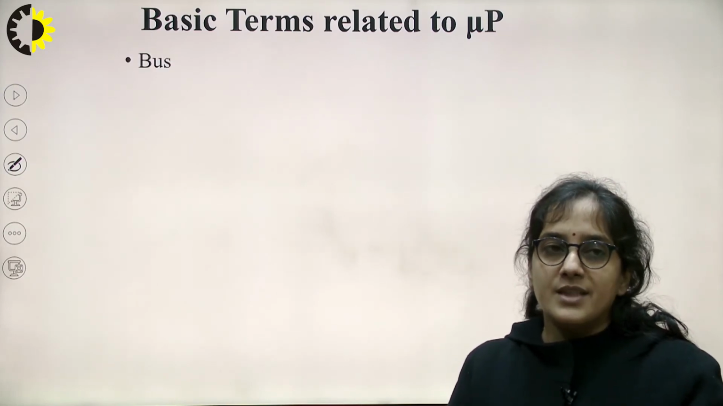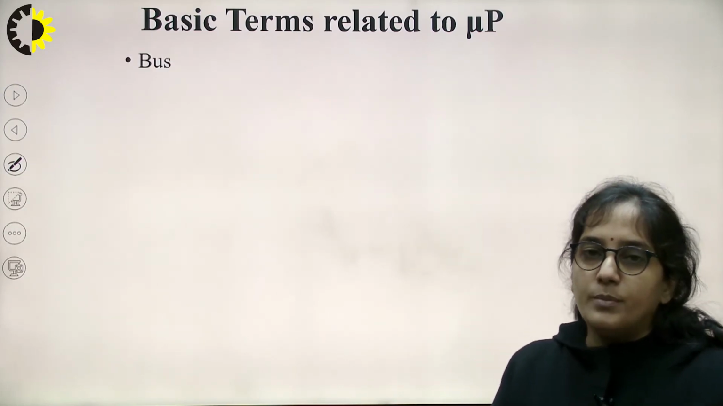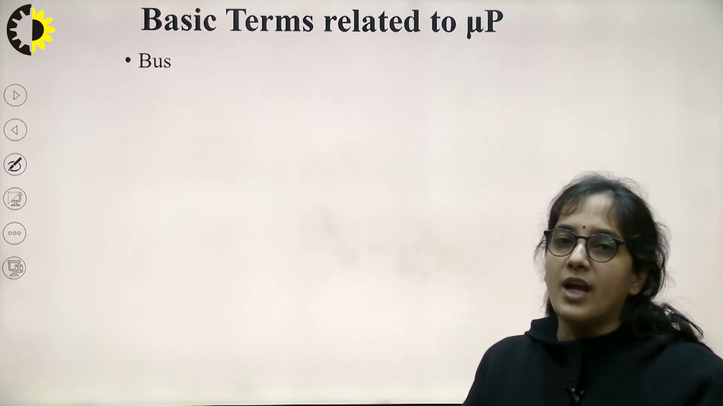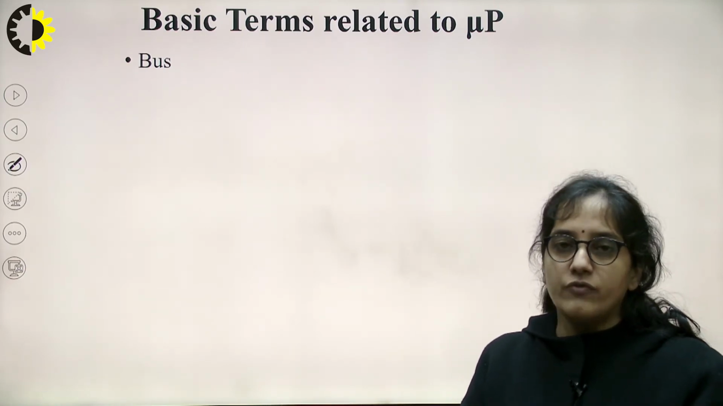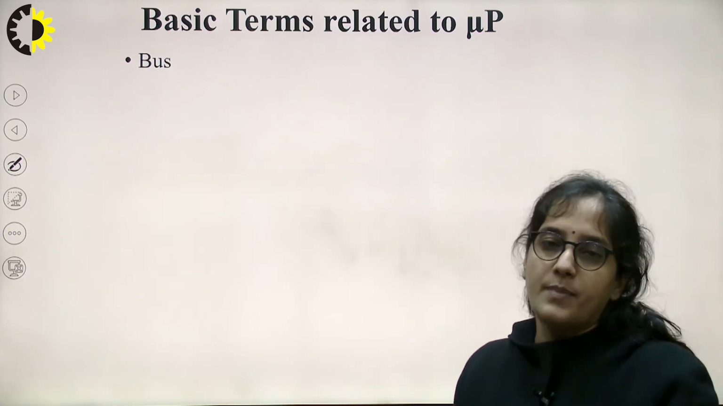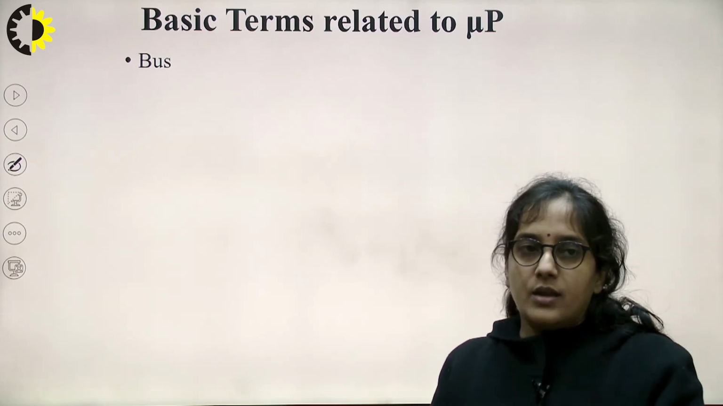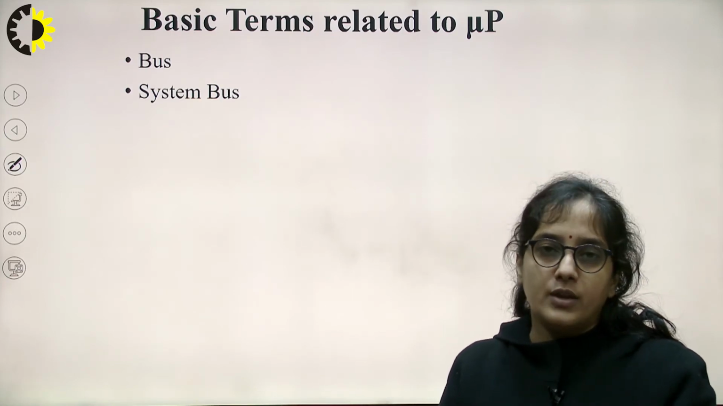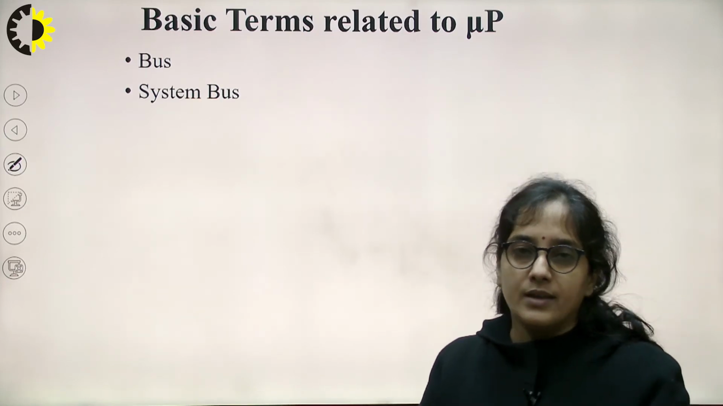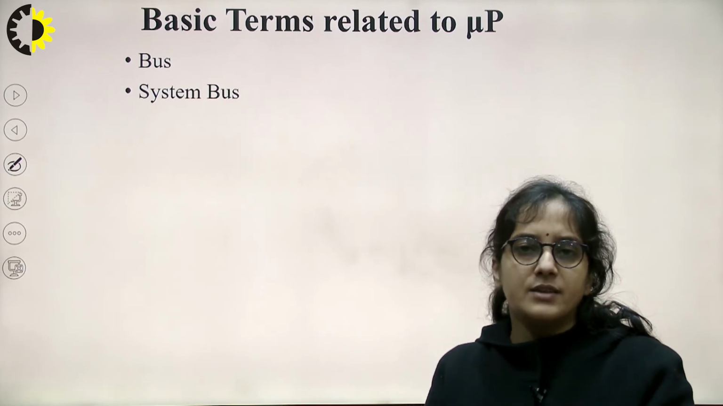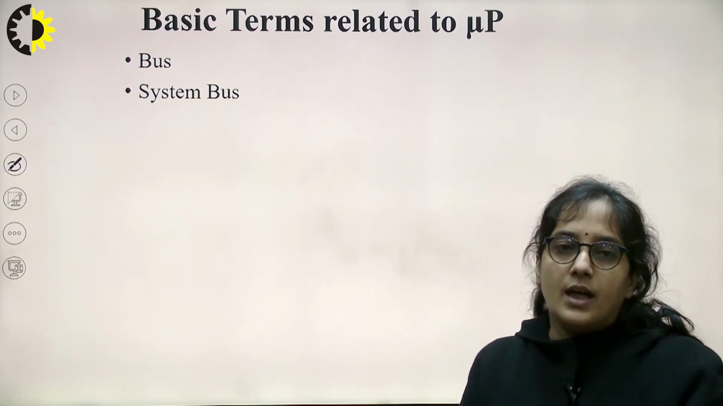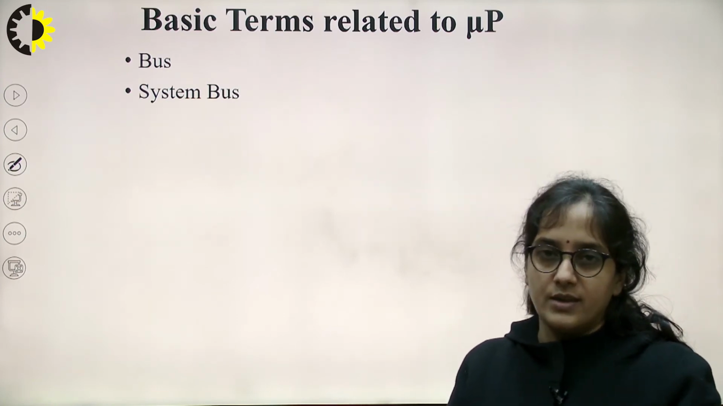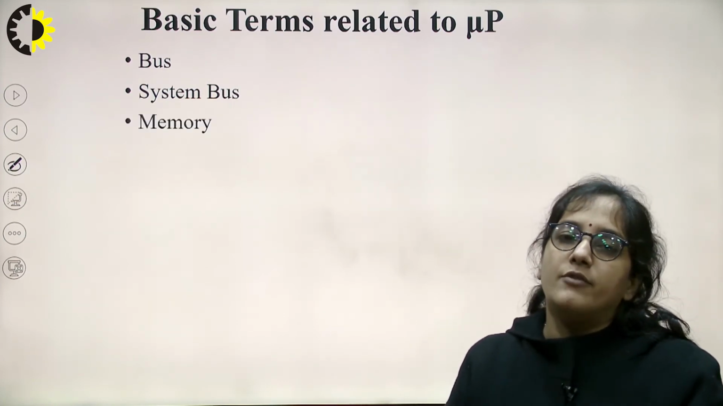Now, the next term is bus. A bus is nothing but a group of wires which are used to carry information from the microprocessor to other peripheral devices. Okay. And a system bus: we can have a group of buses and make it a system bus. I am just giving the terms, and I will cover them, and then we will have one diagram to understand it properly. Then we have memory.